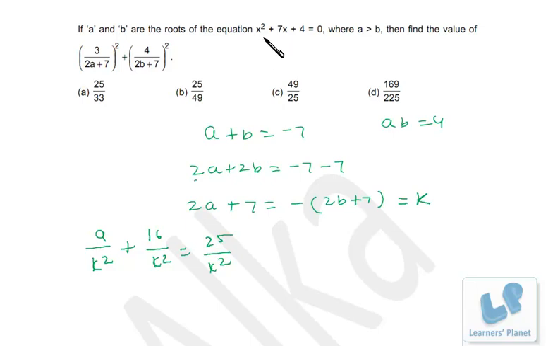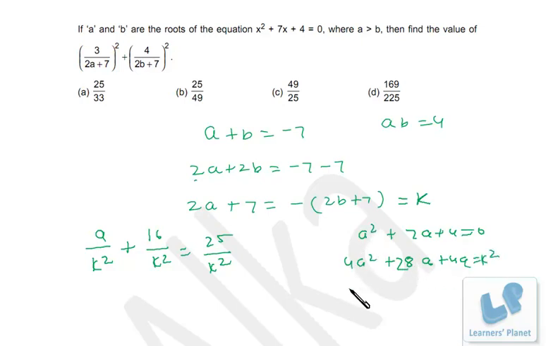Now, since a is a root of this equation, that means a square plus 7a plus 4 will be equal to 0. Similarly, if we see 2a plus 7 is equal to k, that means if we square both the sides, it will be like what? 4a square plus 28a plus 49 is equal to k square, right?